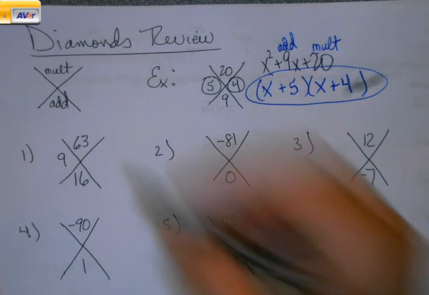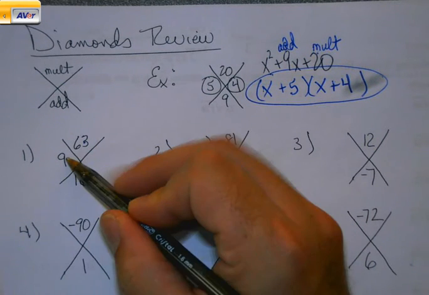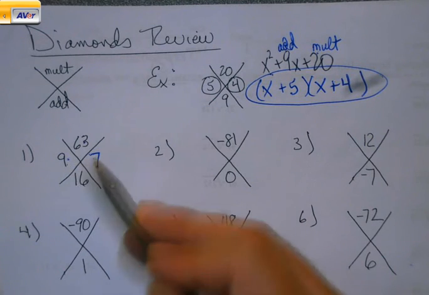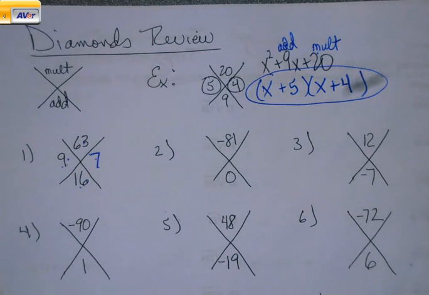So here, multiplies to 63, adds to 16. I gave you one of the values. 9 plus 7 is 16. 9 times 7 is 63. Okay. And we'll just do a couple of these. So I just want to get you kind of thinking. Now, number 2 could be a little more interesting.